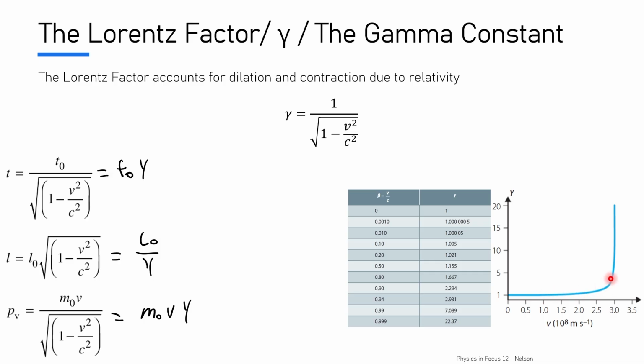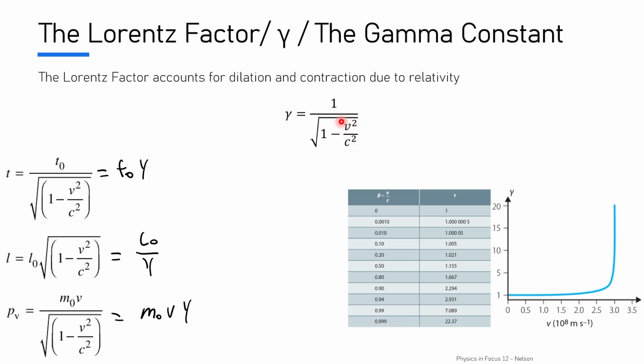The table and graph over here demonstrate the idea that as an object gets faster and faster and faster, the Lorentz factor increases. As a result, this will exacerbate the dilation or contraction experienced between two observers in different reference frames. Why does that happen? Well, it all has to do with the idea that the ratio between the velocity of the object and the speed of light is getting closer and closer and closer to 1.